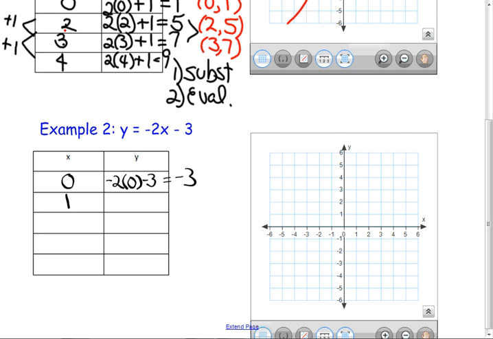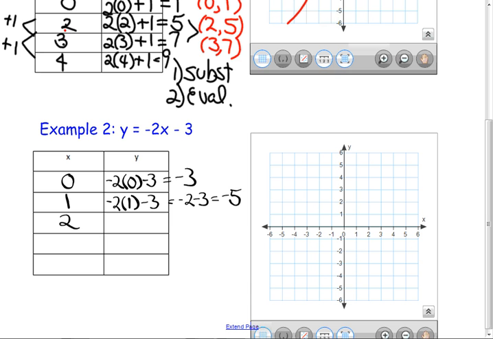Let's try 1. So it's negative 2 times 1 minus 3. If you need a calculator, please use one. I want you to get this right. But this is good practice with integers. What's negative 2 times 1? And negative 2 minus 3 is negative 5. We're adding or subtracting. What's another one?